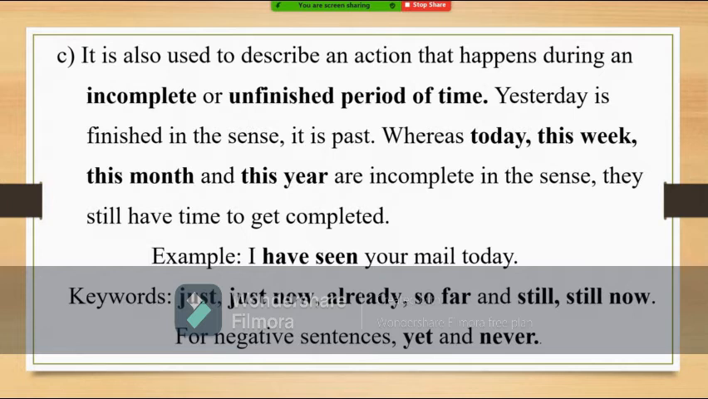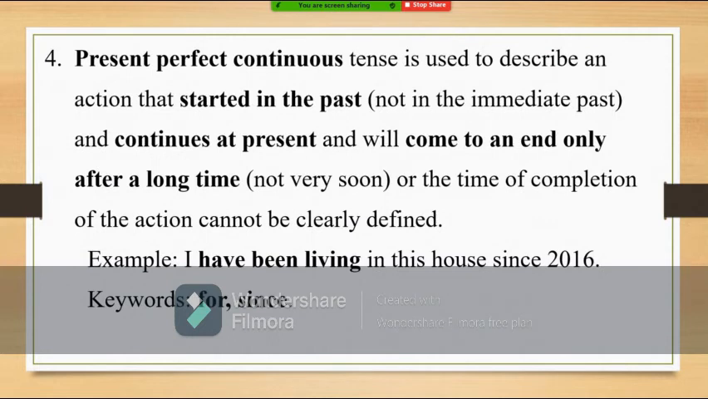And the keywords for present perfect tense are just, just now, already, so far, still, and still now. For negative sentences, yet and never. The fourth one is present perfect continuous tense. It is used to describe an action that started in the past and continues at present, and it will come to an end only after a long time.